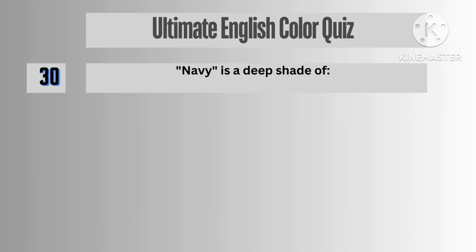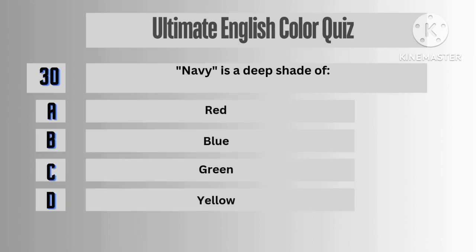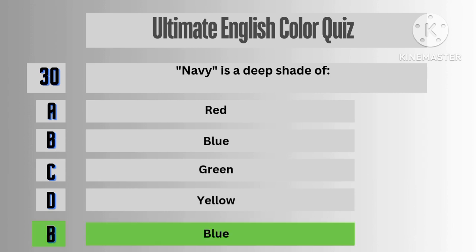Question number 30. Navy is a deep shade of option A. Red. Option B. Blue. Option C. Green. Option D. Yellow. 5, 4, 3, 2, 1. Correct answer is B. Blue.